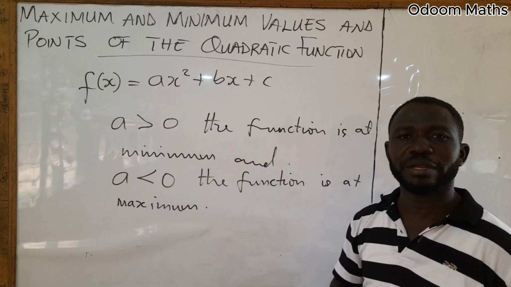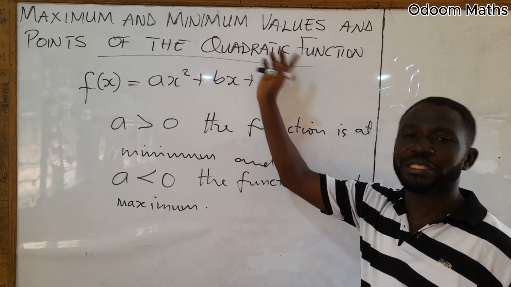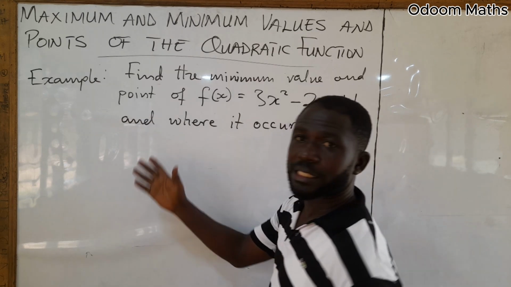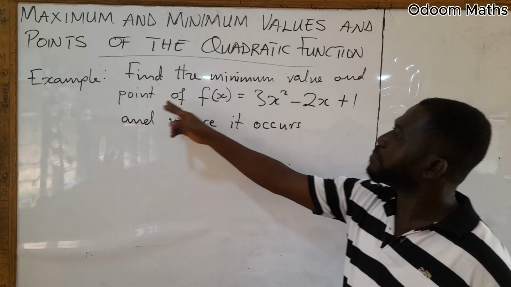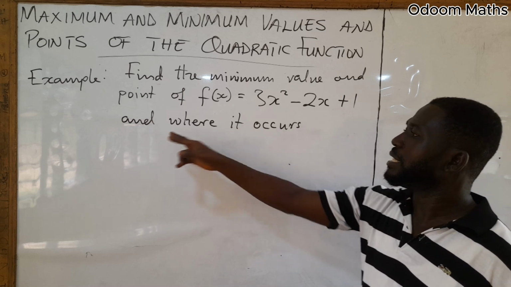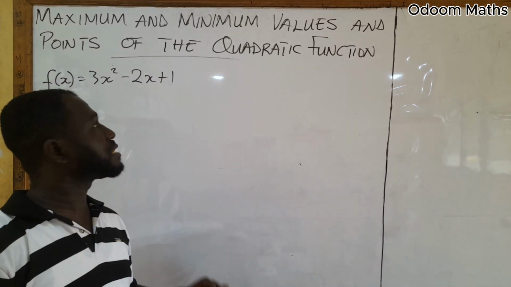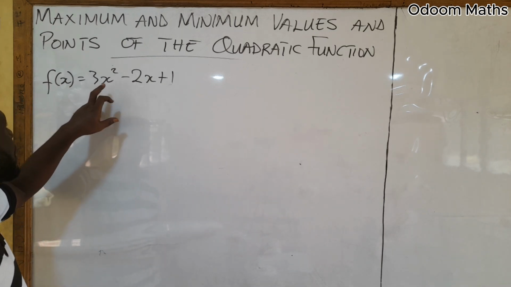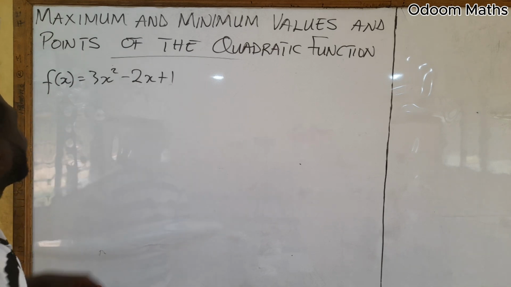So let's take an example and see how we can find the minimum and maximum points of this function. Find the minimum value and points of f of x equals 3x squared minus 2x plus 1, and where it occurs. Let's solve this example. The first thing we need to do is to factorize this 3 to make the coefficient of x squared to be 1. Let's see how we can do this factorization.